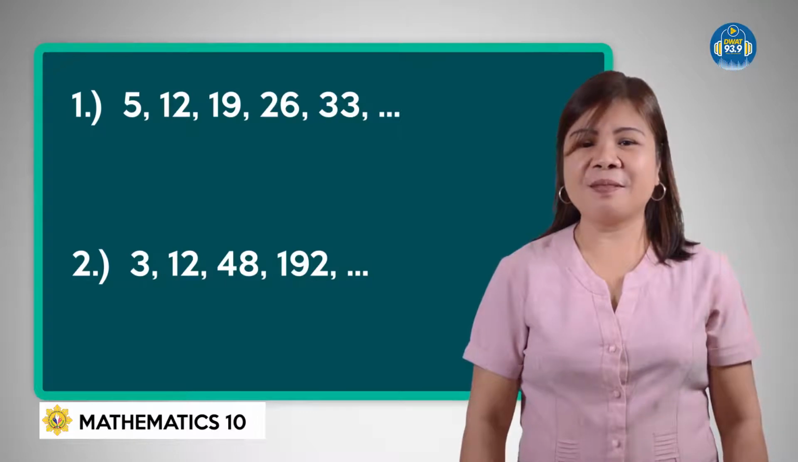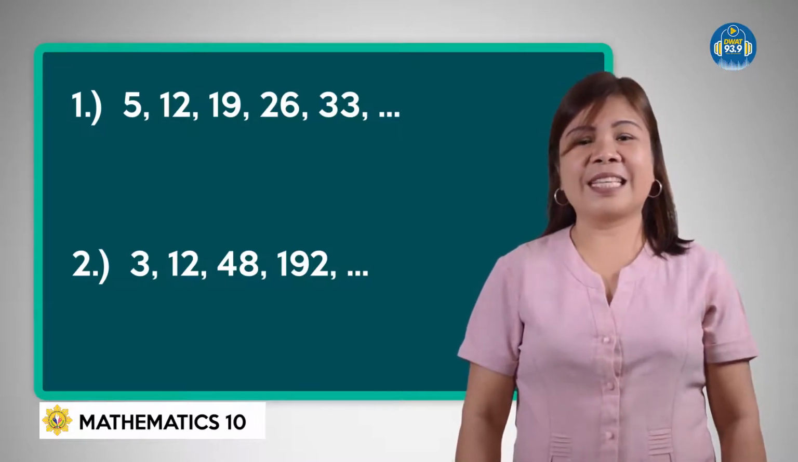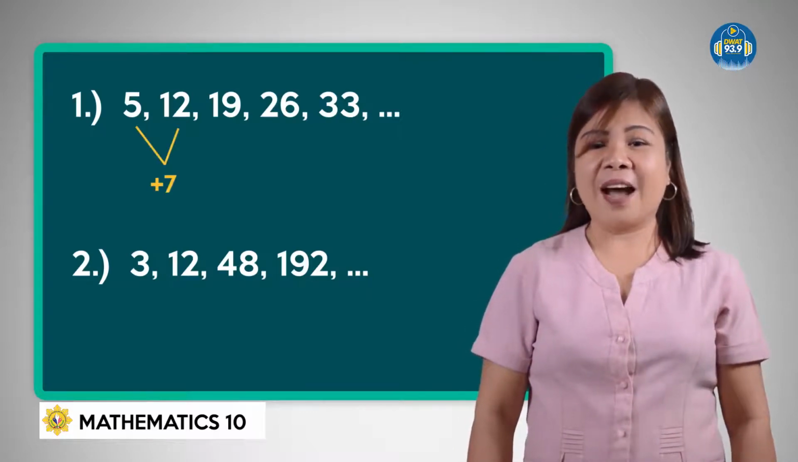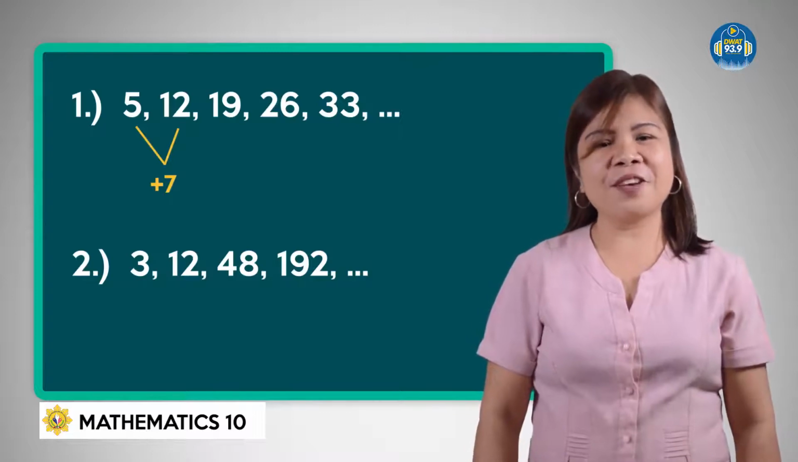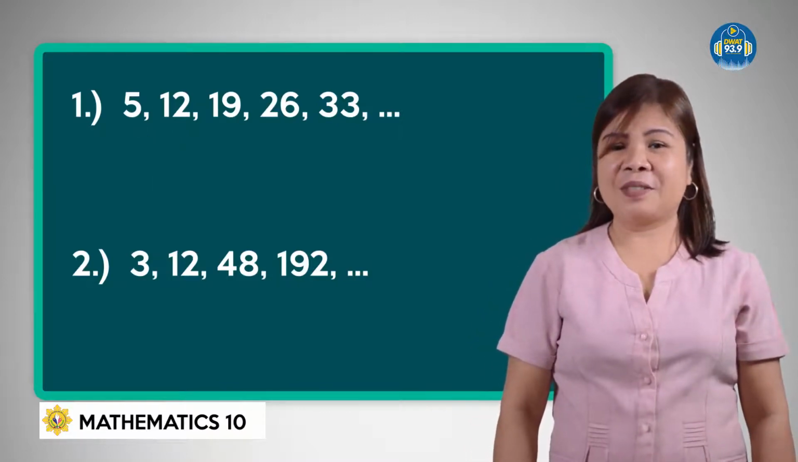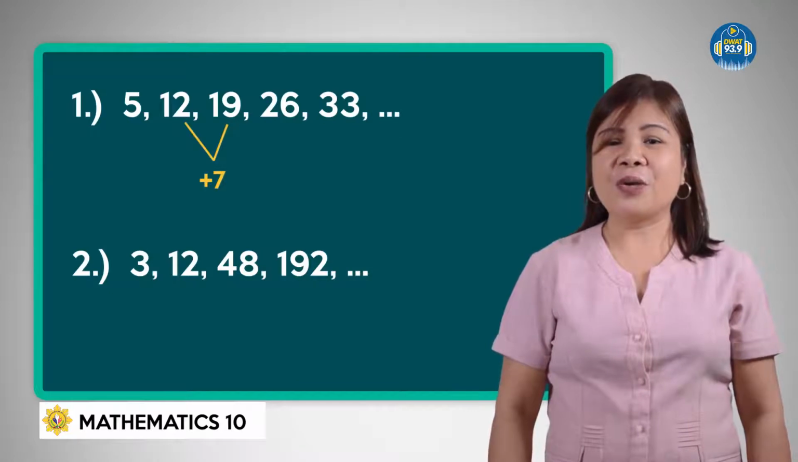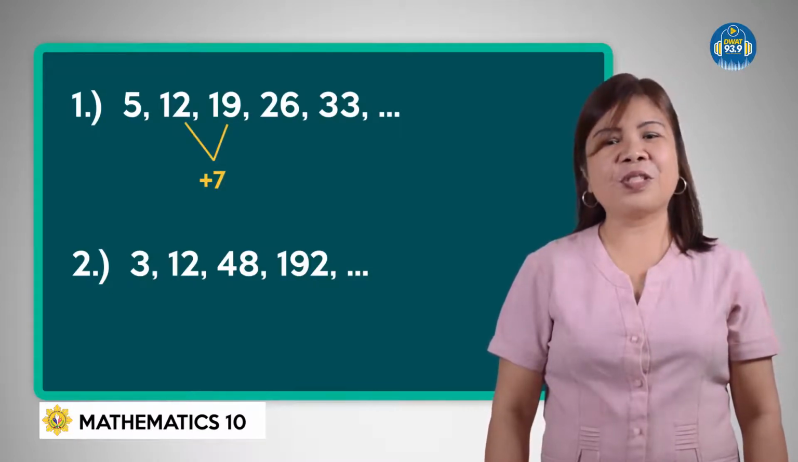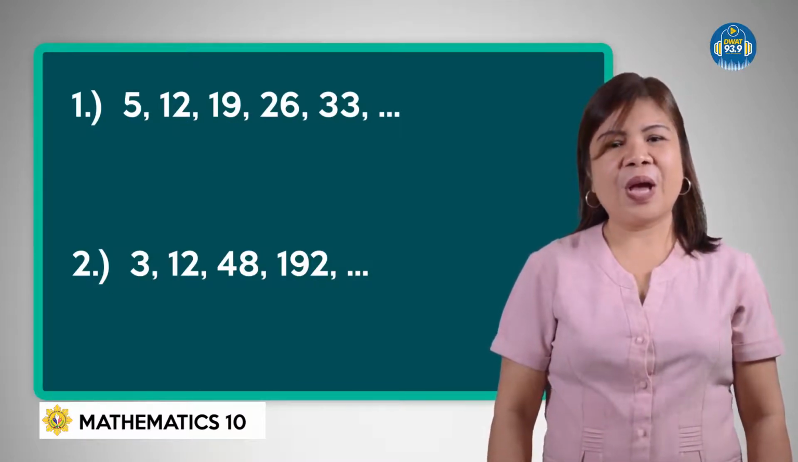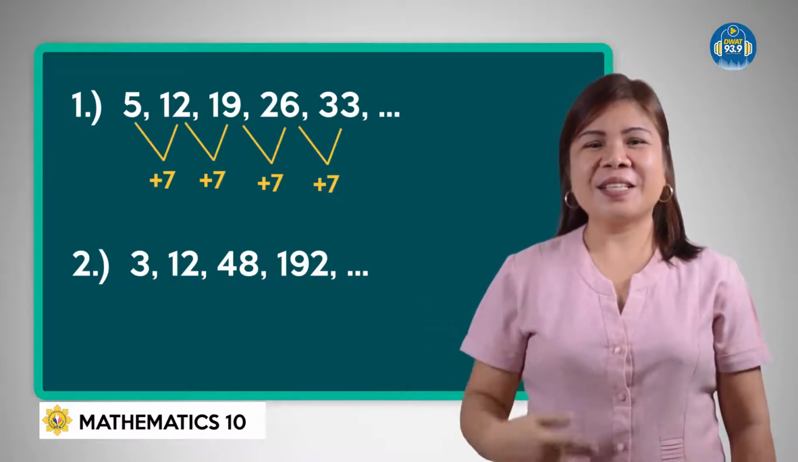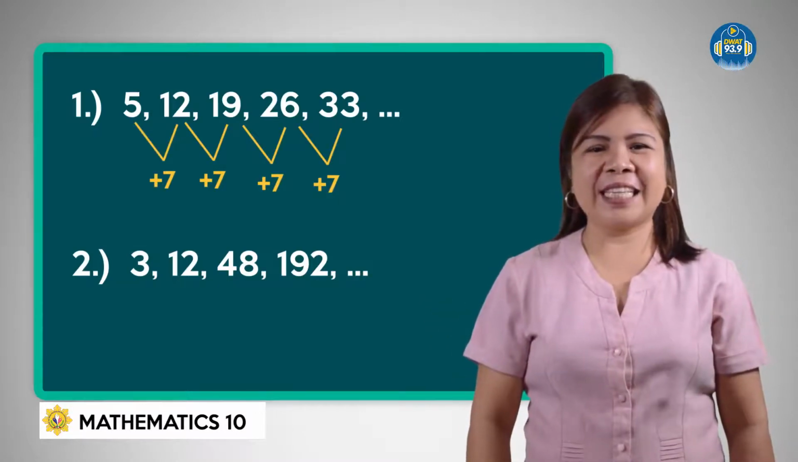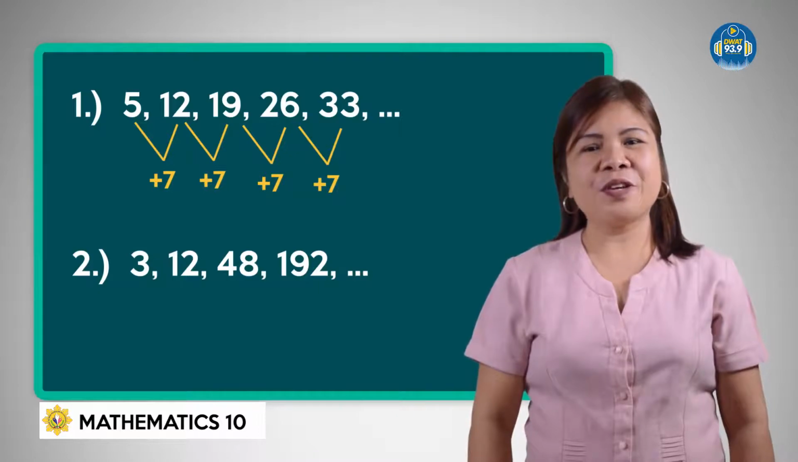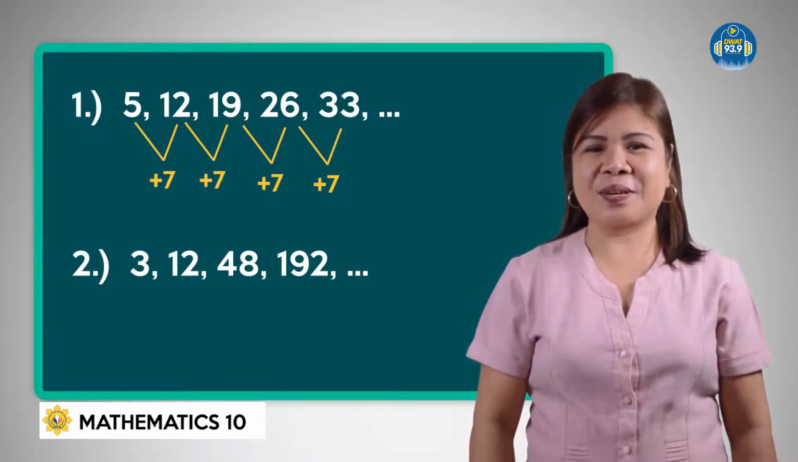You can observe that in order to obtain the second term, you add 7 to the first term. And to obtain the third term, you add 7 to the second term. So the pattern is 7 is being added to the preceding terms to obtain the next terms.